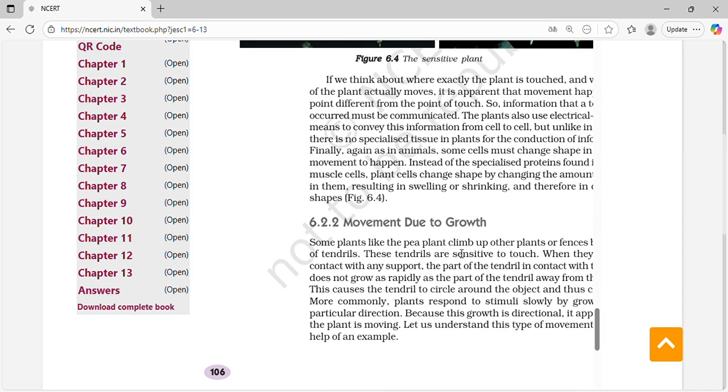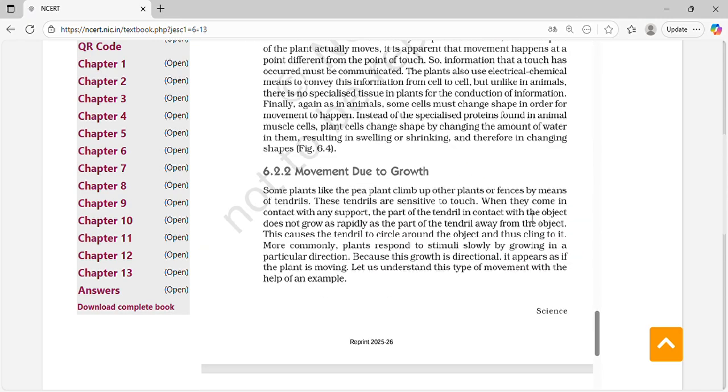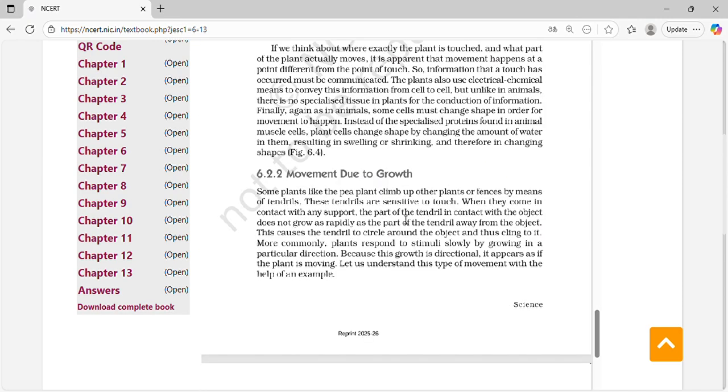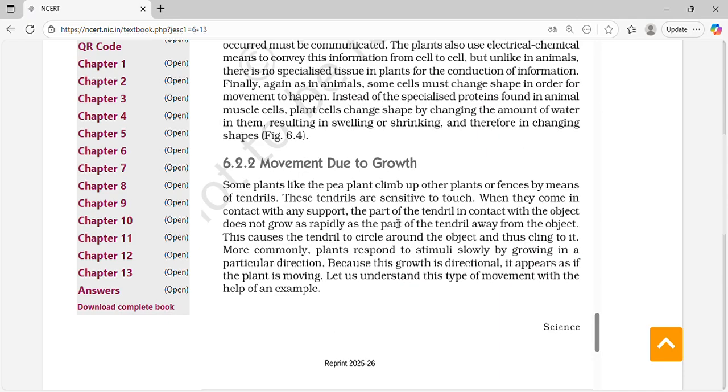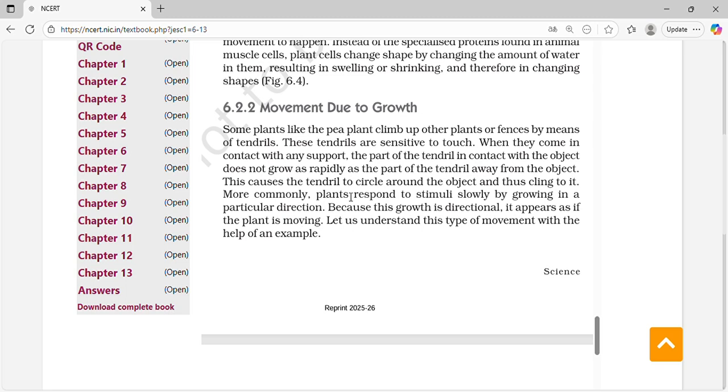Some plants like the pea plant climb up trees or fences by means of tendrils. These tendrils are sensitive to touch. When they come in contact with any support, the part of the tendril in contact with the object does not grow as rapidly as the part of the tendril away from the object. This causes the tendril to circle around the object and thus cling to it.